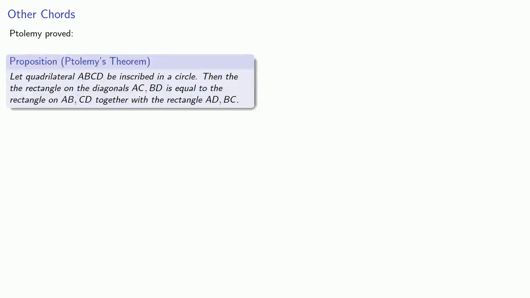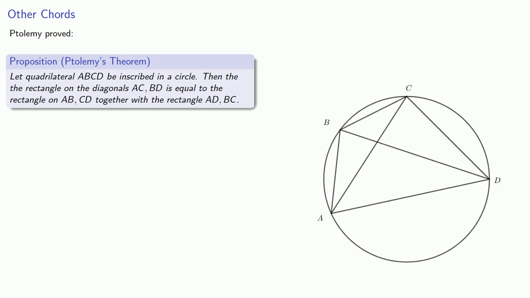To find these other chords, we can use a theorem proven by Ptolemy in the Almagest, now known as Ptolemy's Theorem. Let quadrilateral ABCD be inscribed in a circle, then the rectangle on the diagonals AC and BD is equal to the rectangle on AB, CD, together with the rectangle AD, BC.